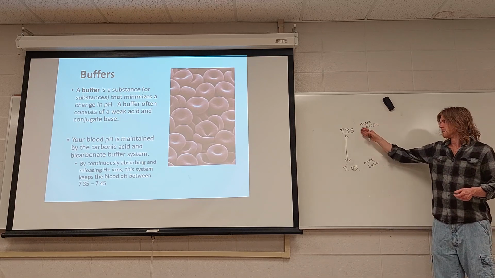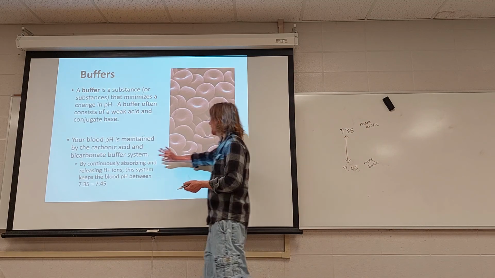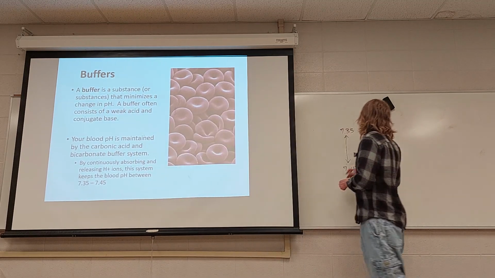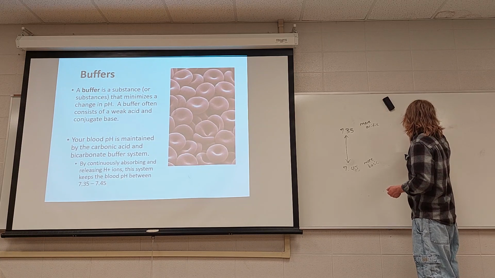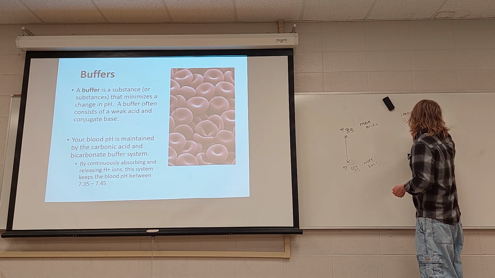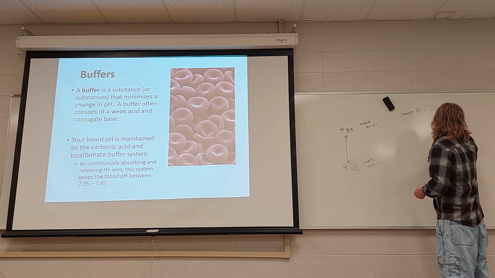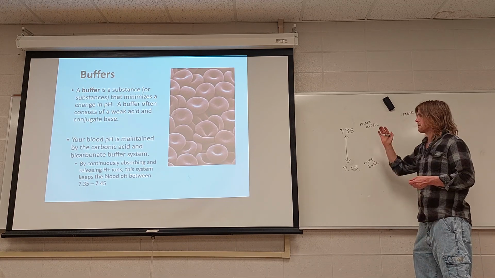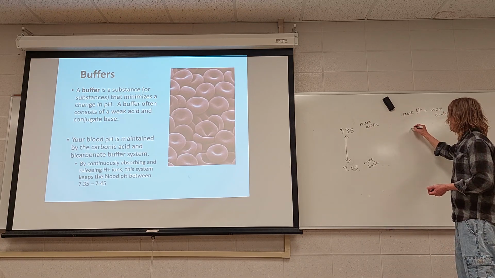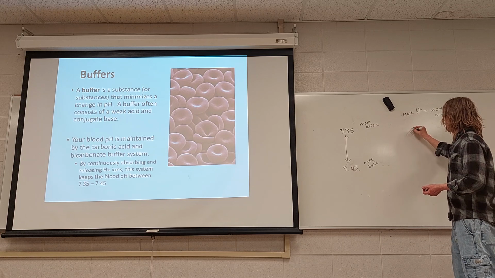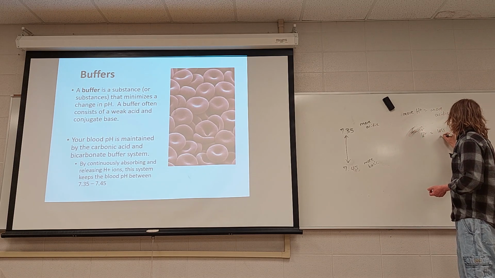So let's say your blood starts to get on the acidic side, your buffer system is going to absorb some hydrogens. And if you remember, the more hydrogens you have, the more acidic you are. So if we absorb some hydrogens, you're going to remove them from your blood, which means fewer hydrogens makes you less acidic.